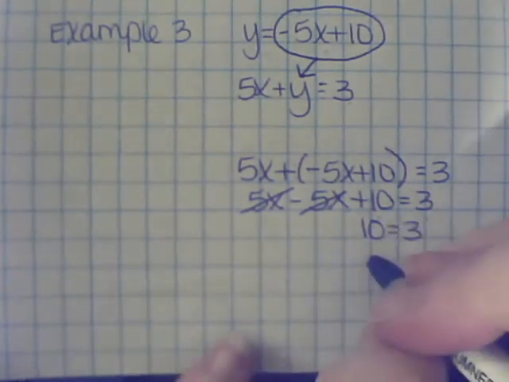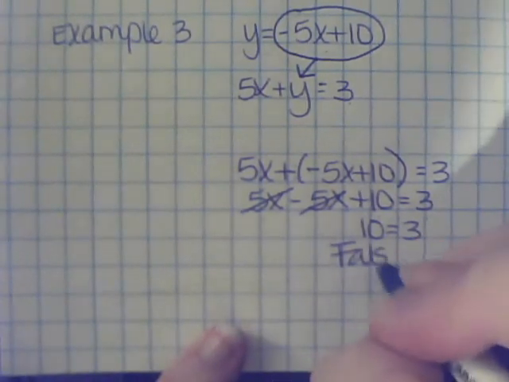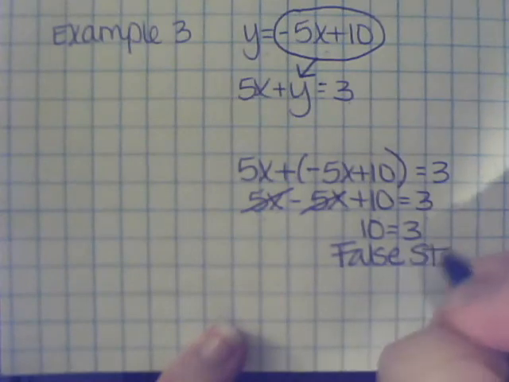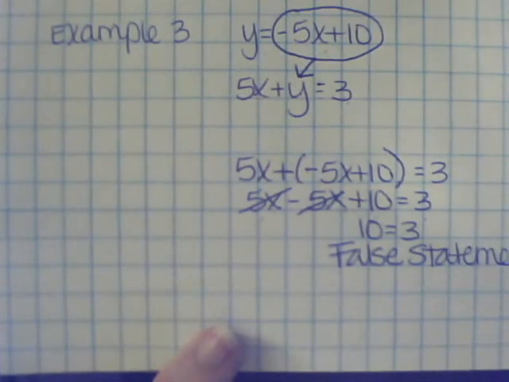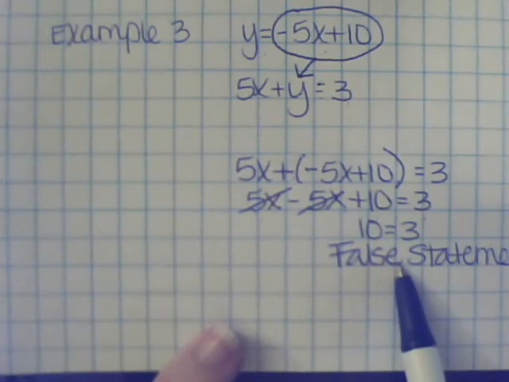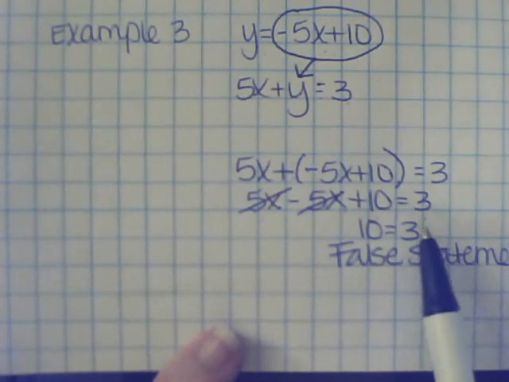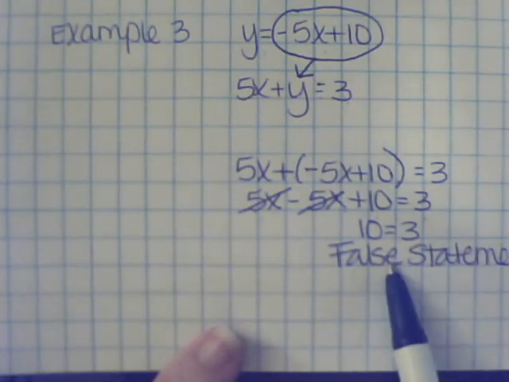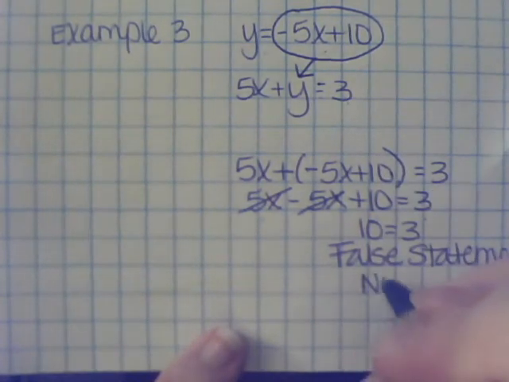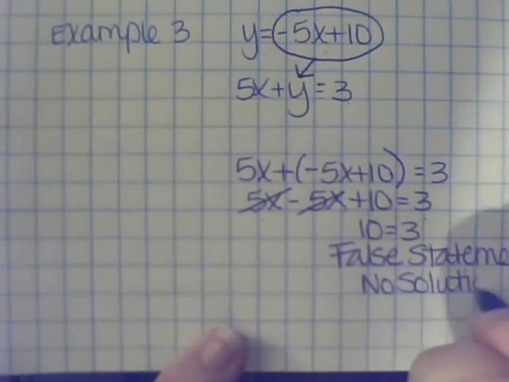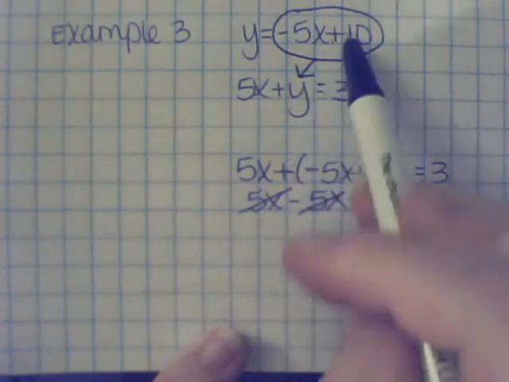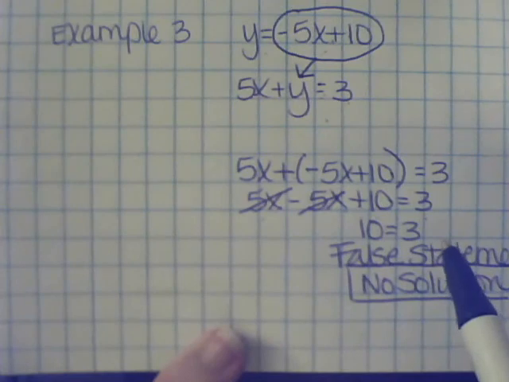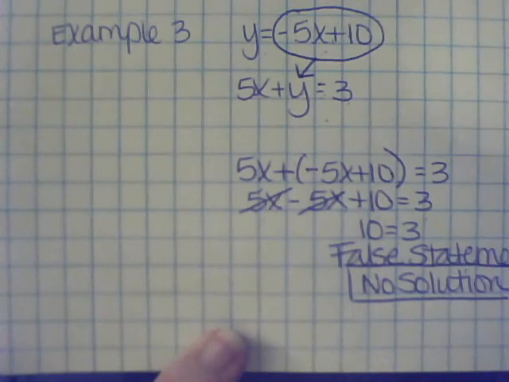Now, this is not a true statement. This is a false statement. 10 never equals 3. That's not true. When you're solving an equation and the variables disappear, just like they did in example 2, but in this one I have a false statement. In example 2, I had a true statement. When you are solving, the variables disappear and you get a false statement. That means that your answer is no solution. You don't have any more work to do. That's your answer. There's no solution. It means that these two lines, if you graphed them, would be parallel to one another. They do not cross, so they do not have a solution.